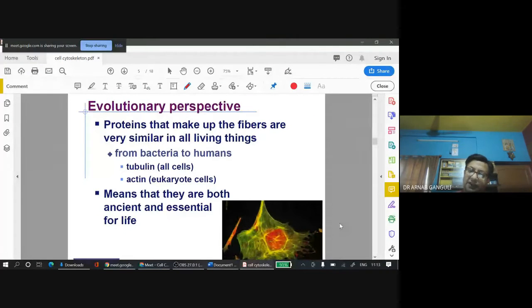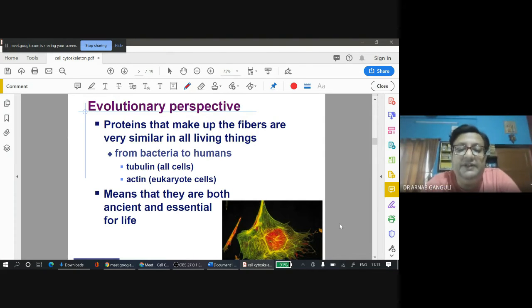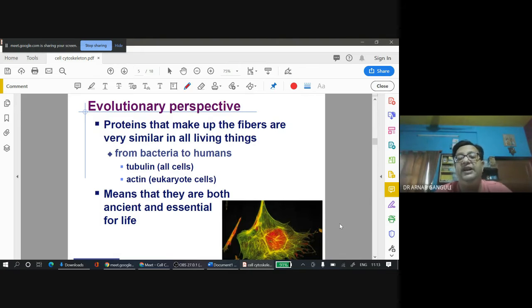From the evolutionary perspective, you can see that the proteins that make up the fibers are very similar in all living things, from bacteria to humans. So they are very similar. Tubulin is found in all cells. Actin is found in all eukaryotic cells. This means that they are both essential in ancient as well as modern organisms, and they are very essential for life.